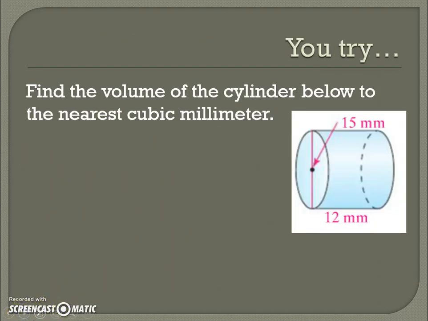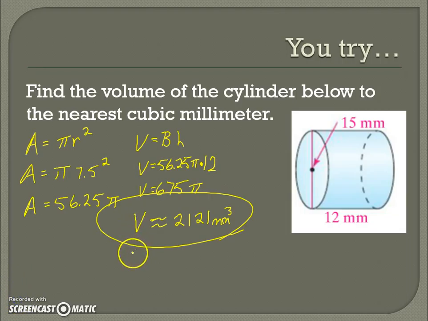Okay, so let's keep going here. Here it says find the volume of the cylinder below to the nearest cubic millimeter. Go ahead and pause. The answer will be up in 3, 2, 1. Alright, so here's what I got. Check what you got against mine, and if you made a mistake, try to find it and fix it.